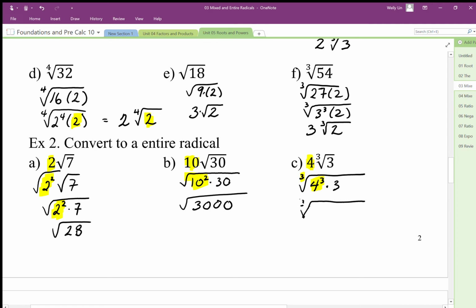So 4 to the power of 3 is 64. So we end up with 64 times 3. So that works out to be 192 inside the cube root. Okay, and this factor of 64 comes from 4 on the outside, becomes 4 cubed on the inside, and that ends up being 64.